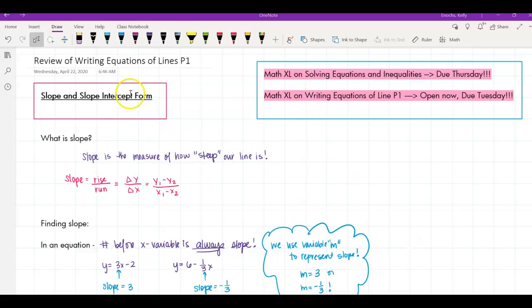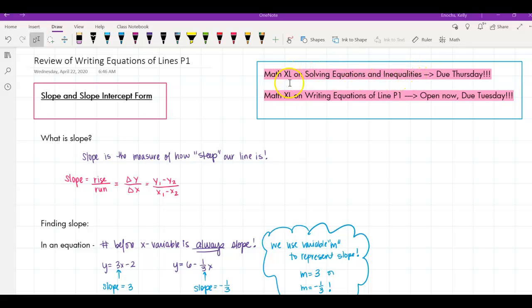All right, so our next review topic is going to be on slope and slope-intercept form for today. In general, we're going to do 2 classes on writing equations of lines. Just a reminder, last class we talked about solving equations and inequalities. The homework there was the Math Excel, and it is due on Thursday. So if you haven't done your work from last class on equations and inequalities and the Math Excel that goes with that, make sure you get that done before you start this part.